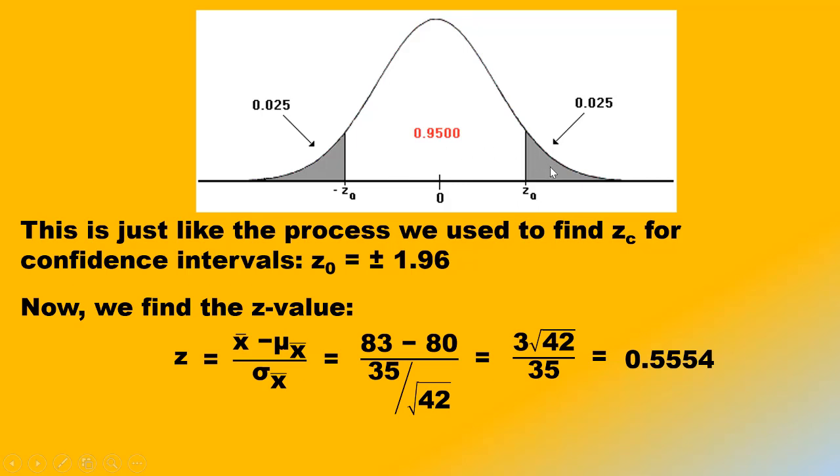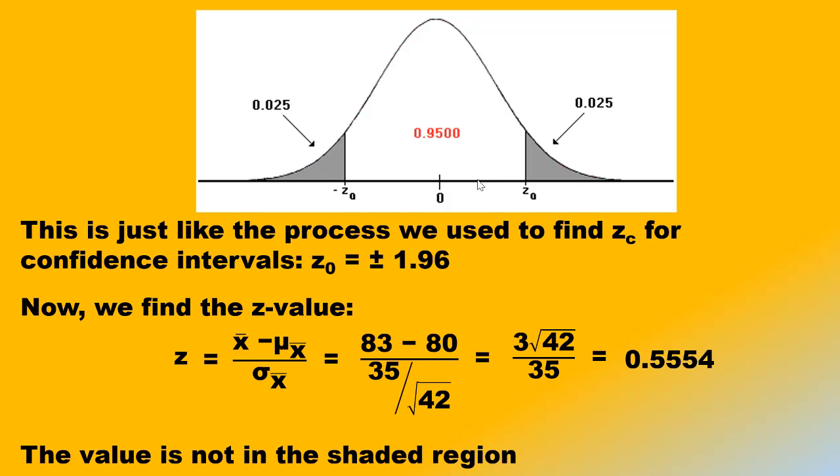The shaded tails are the rejection regions. That's where we would reject H naught. But if z falls somewhere outside of that, then our decision is going to be to fail to reject H naught. So that's our answer here. We fail to reject H naught because it fell outside the region that was shaded.